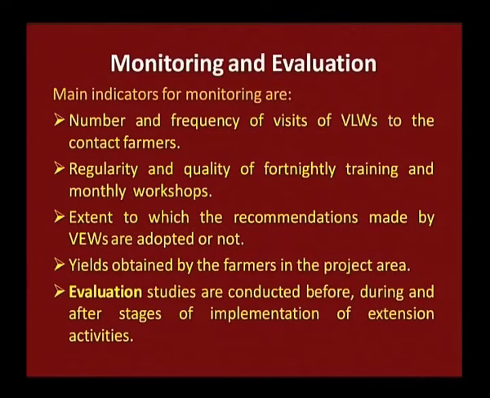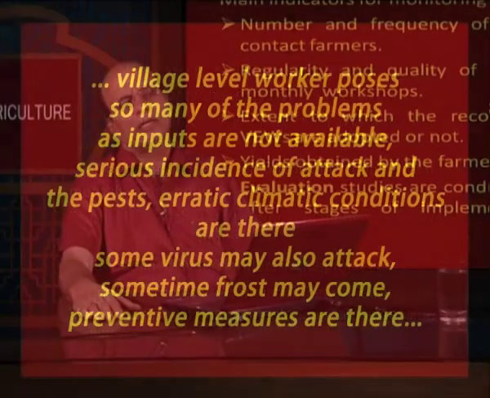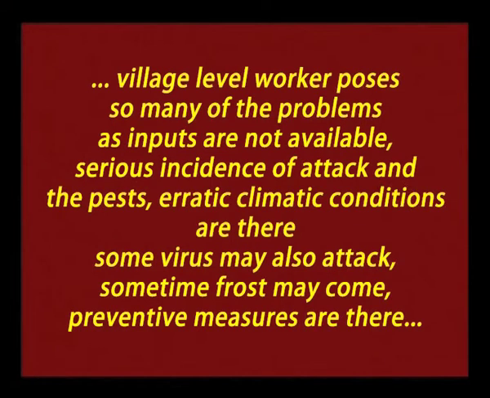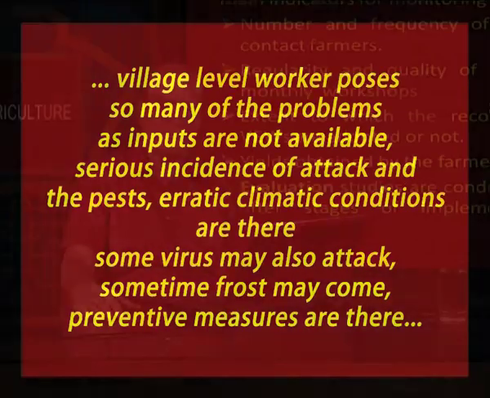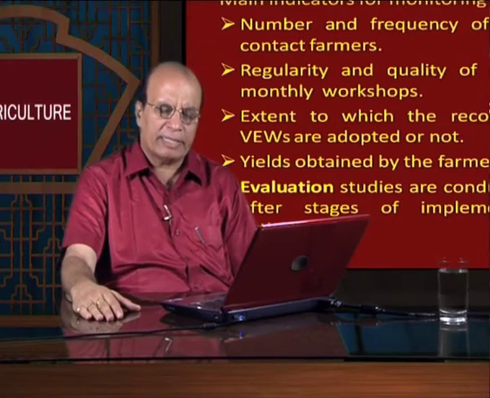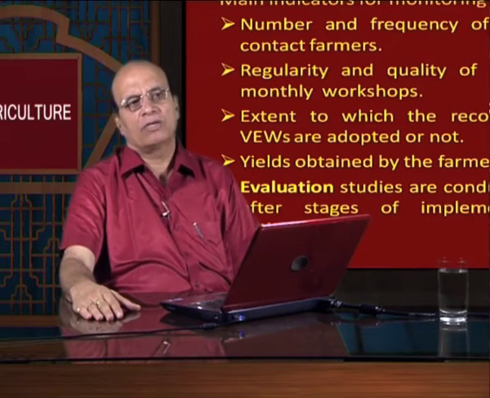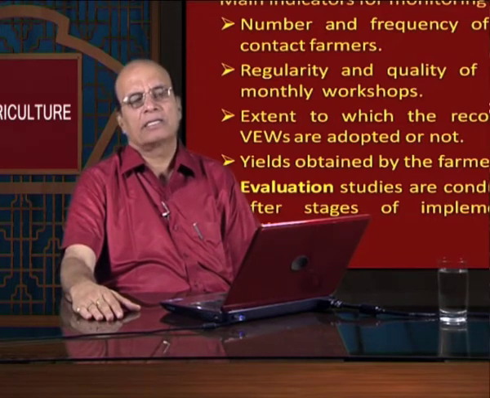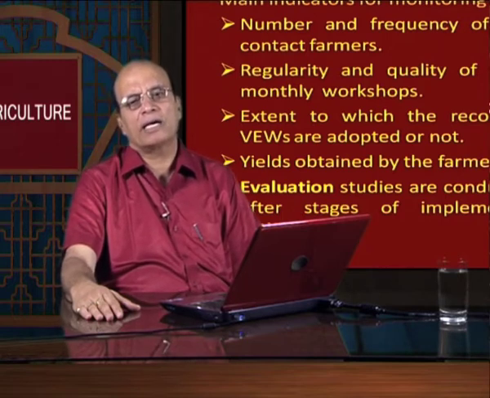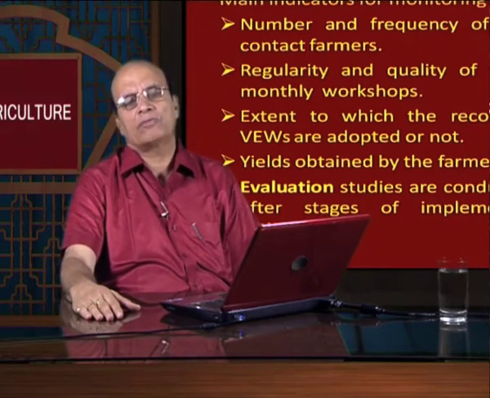The extent to which the recommendations made by the village level workers are adopted or not. Sometimes village level workers pose many problems. Inputs are not available, there are serious incidents of pest attack, erratic climatic conditions, sometimes virus may also occur, sometimes frost may come. Preventive measures can be taken based on the perception of the village level worker, because in the villages, village level workers are the only persons who remain in the villages, and therefore they are called the mirror of development of the T&V system.